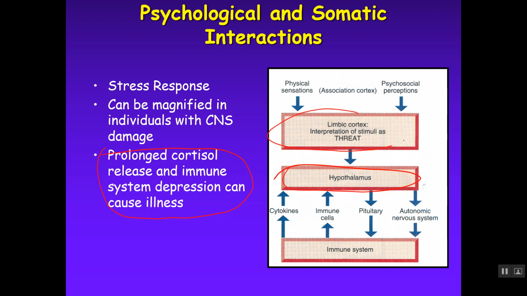Here's the limbic system: physical sensations, psychological perceptions. Your limbic system interprets those and says, hey, is this something I need to be concerned or worried about? And if I am, do I need to institute some kind of response physiologically? Most of that's mediated through the hypothalamus and autonomic function.